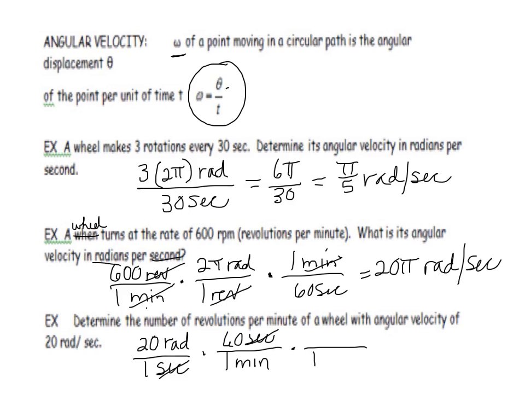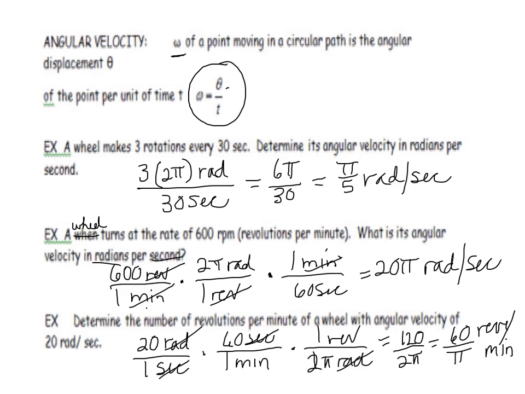So 2 pi radians is 1 revolution. All right, so the radians cancel. So that's going to be 120 over pi. No, 120 over 2 pi, sorry. And so that's 60 over pi, which of course you would convert to a decimal, and that's revolutions per minute.